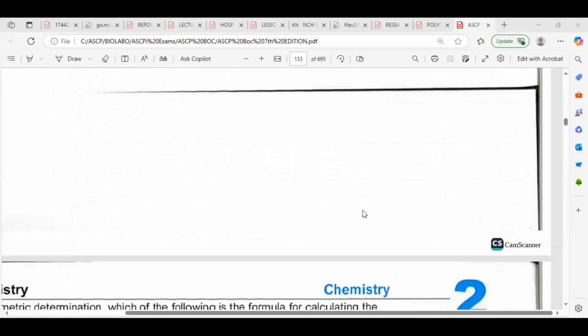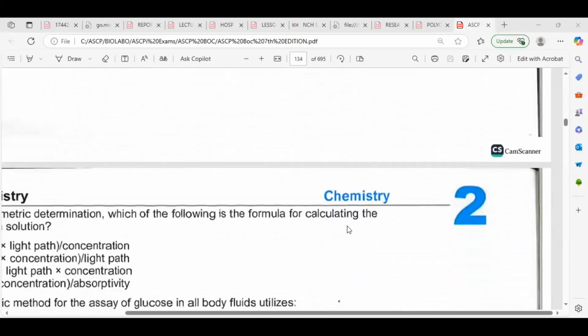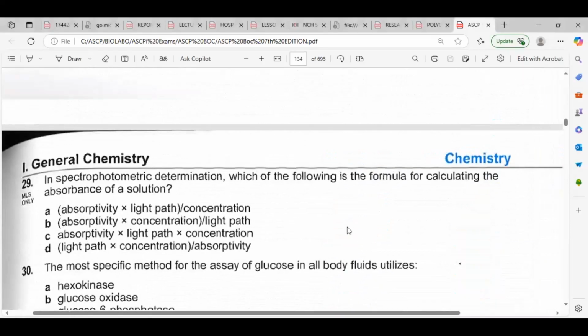All right. Let's see if there's any MLS only question here. This one? Yes, this one. Yeah, this one is also about MLS. In spectrophotometric determination, which of the following is the formula for calculating the absorbance of a solution? Yes, this is straightforward, I think. Remember spectrophotometer. How do we calculate absorbance? Absorptivity times light path over concentration. Absorptivity times concentration over light path. Absorptivity times light path times concentration, and so on.